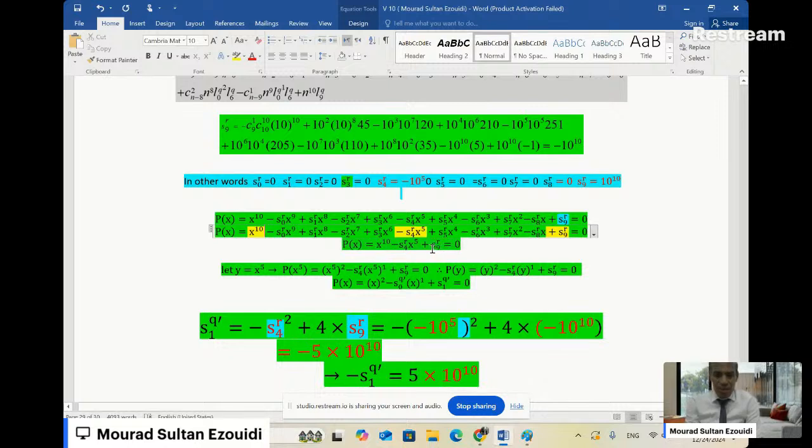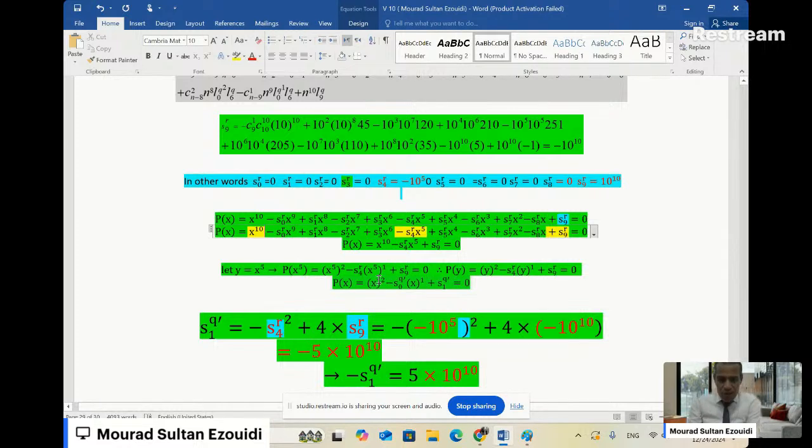You can see it's a quadratic equation when putting y equal x raised to the power 5. So this one can be written as x^5 squared minus S4 for the x^5 raised to the power 1 plus S9 for the R equal 0. Let y equal x raised to the power 5, means y squared minus S4 y raised to the power 1 plus S9. This is a quadratic equation. Apply the discriminant formula of Mr. Sultan Ezouidi, and your new second degree equation has to be written as x squared minus S0 of Q dash x raised to the power 1 plus S1 of Q dash.